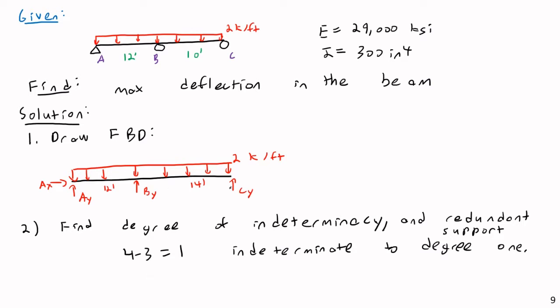Now I could pick Cy, and then I would have a beam that had a support here and a support here, and then a cantilever over here. But really, By makes the most sense. The reason for that is that if I imagine removing this roller here, that would basically turn this into a simply supported beam, and that's going to make doing the calculations much simpler. So I will pick support B as the redundant.